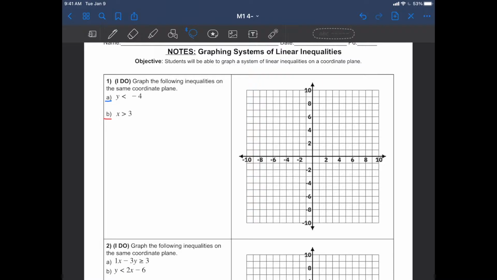So for number one, I'm going to graph this system. First I'm going to graph y is less than -4 in blue. And then I'm going to graph x is greater than 3 in this coral color. Okay, so watch carefully. I highly recommend that you put your pencil down. I'm going to shade in two different colors here just to show you.